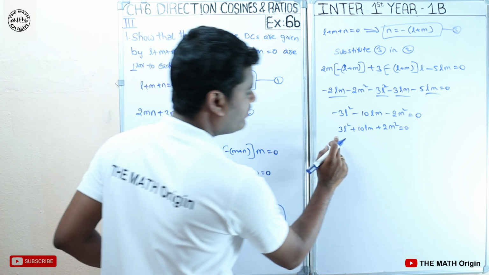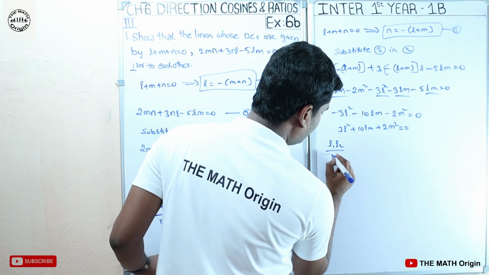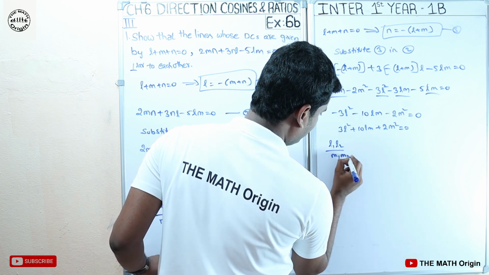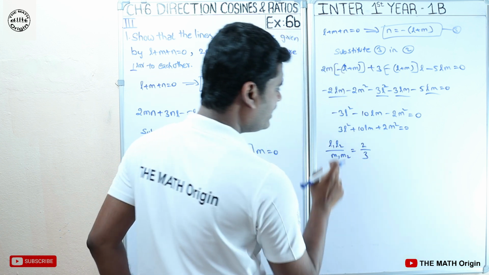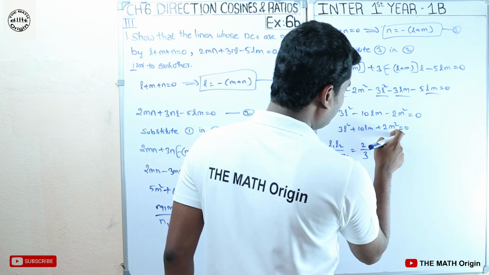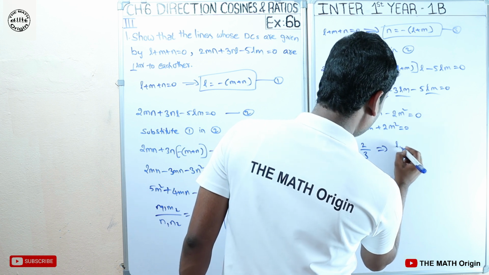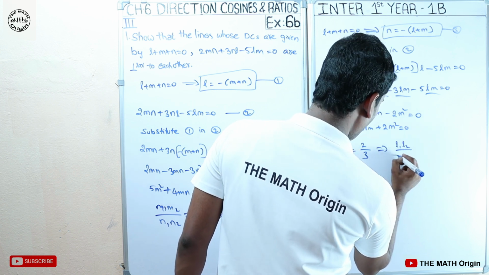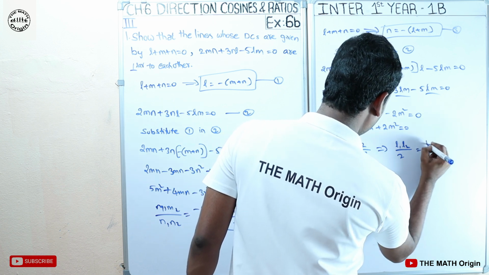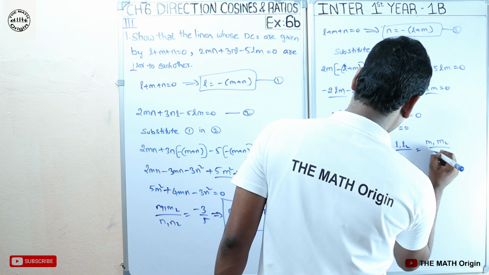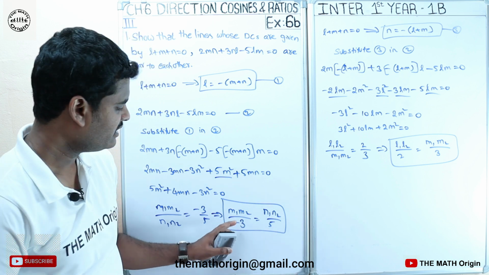So from this, I will apply a similar format as m1 m2 by n1 n2. Here also I will apply L1 L2 by m1 m2 equals m value by L value. L1 L2 by m1 m2 equals second value by first value. From this we can write L1 L2 by 2 equals m1 m2 by 3. Okay, now we got the statements.